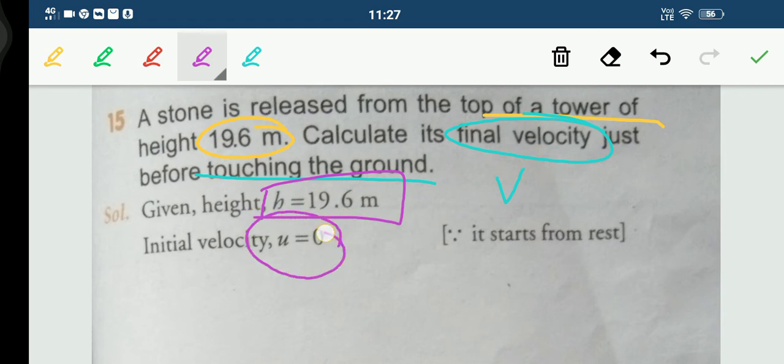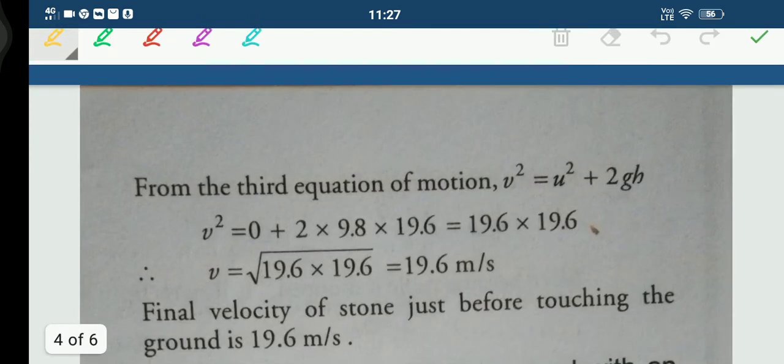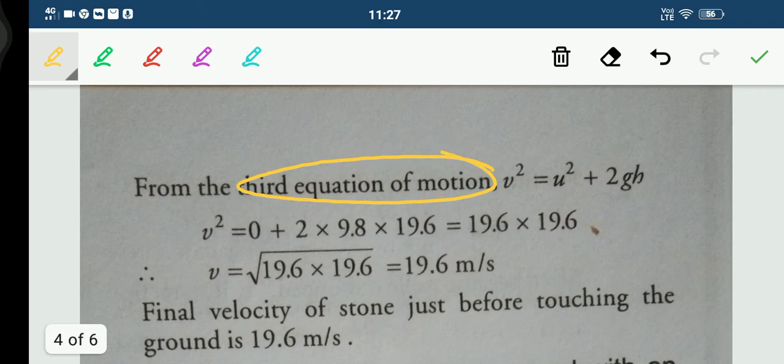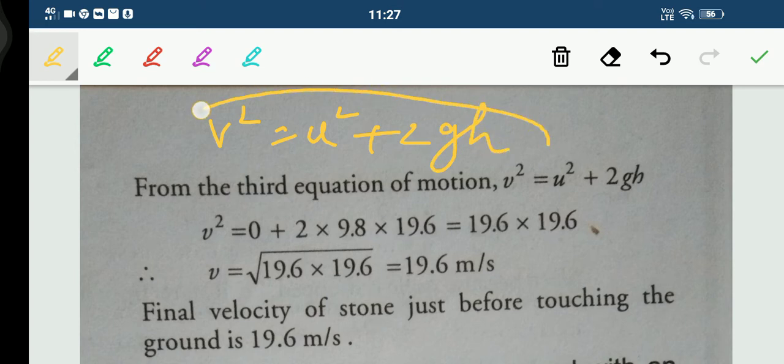Initial velocity is 0. And because we need to find out the final velocity here, how would we find it? Simply apply the formula from the third equation of motion, that is v square is equal to u square plus 2gh. This is what the third equation is. Simply put all the values into this equation.